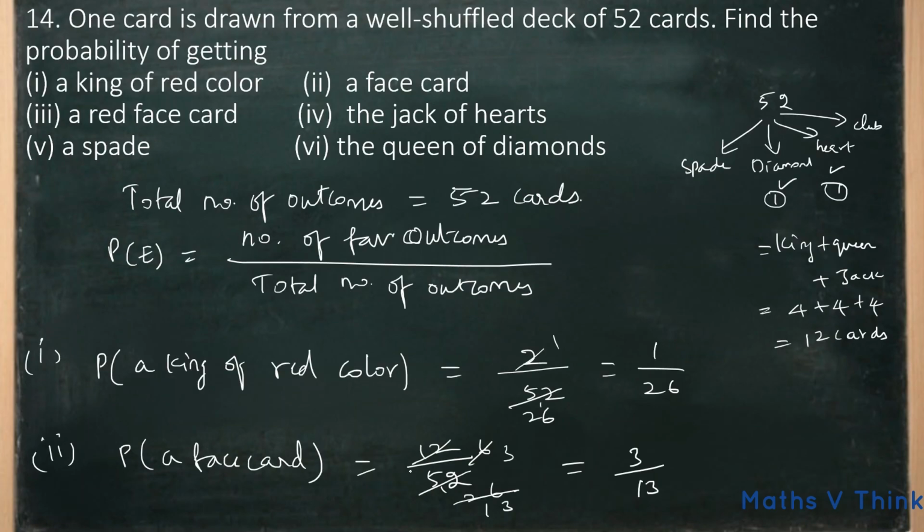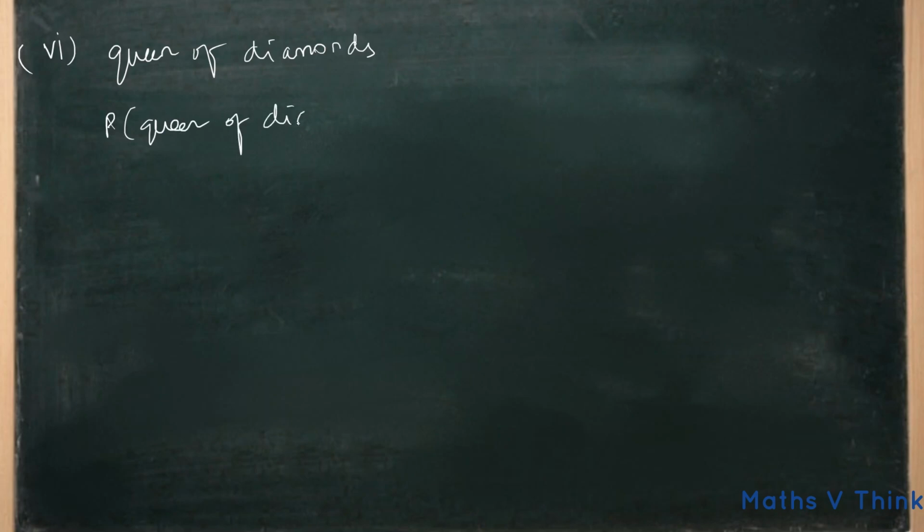The sixth one is the queen of diamonds. In diamonds, there is only one queen card. So the probability of the queen of diamonds, the number of favorable outcomes is only one card divided by the total number of outcomes, 52. So 1 by 52. For more clarity regarding cards, you can refer to my previous video, that is the basics of probability. You can get the link from the description.